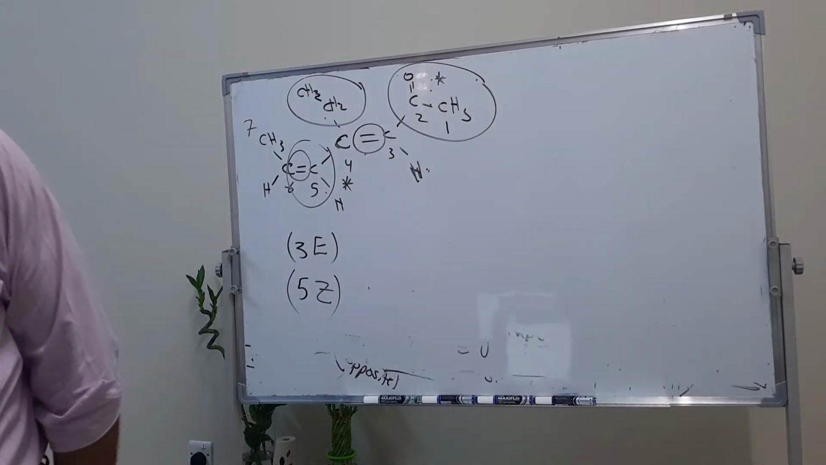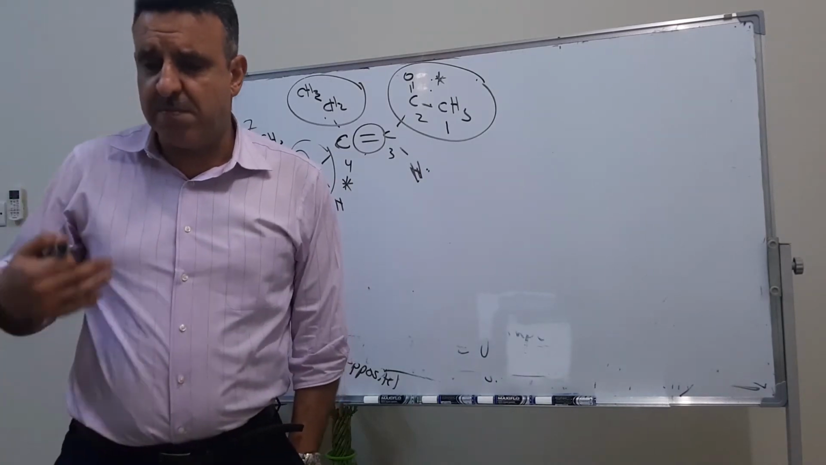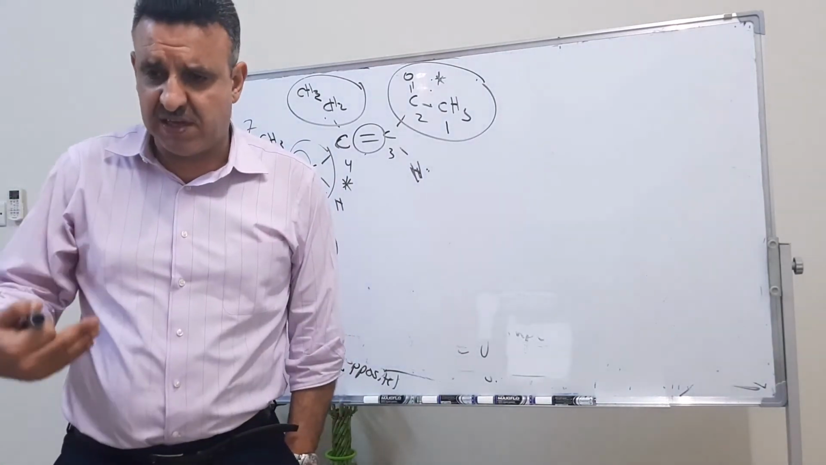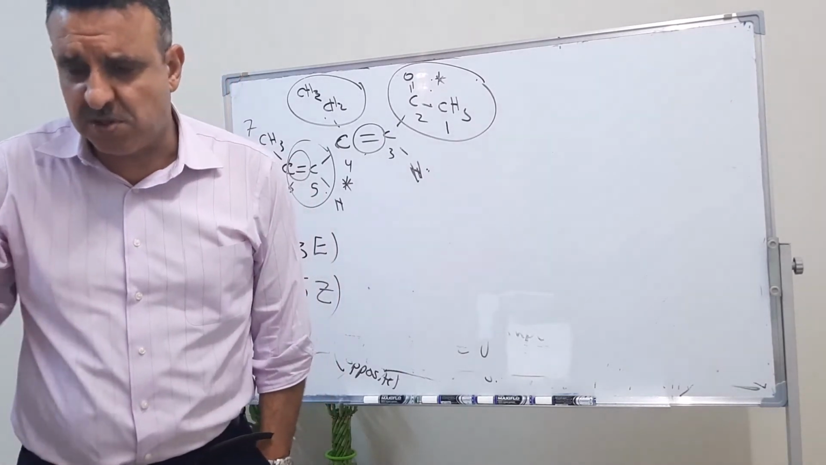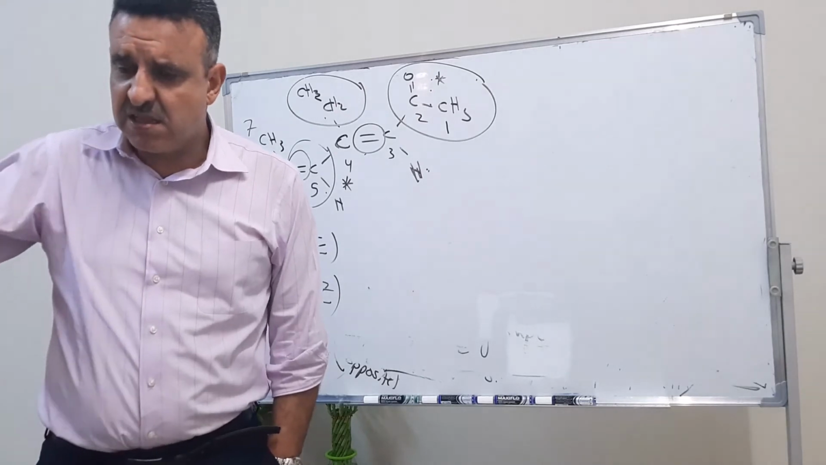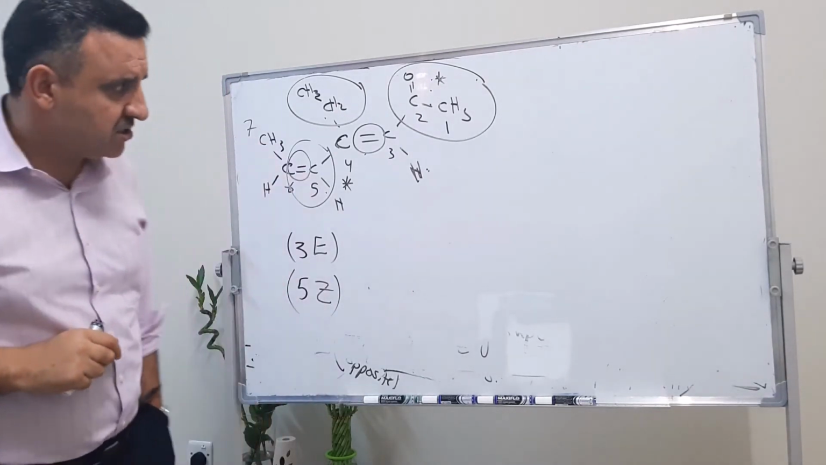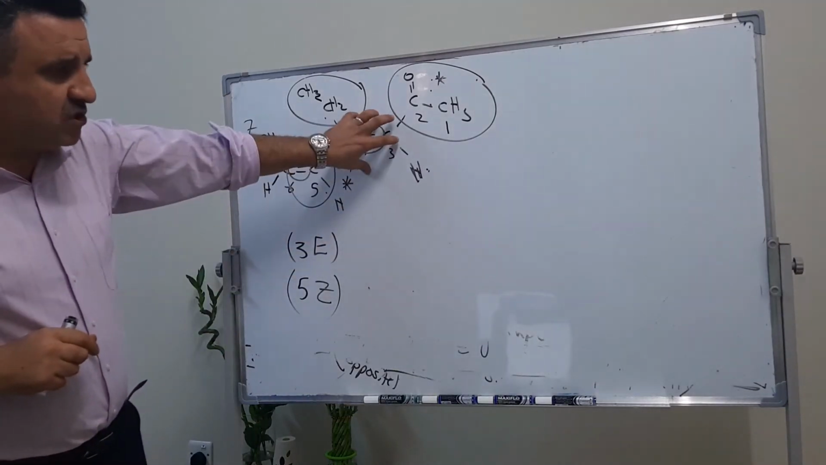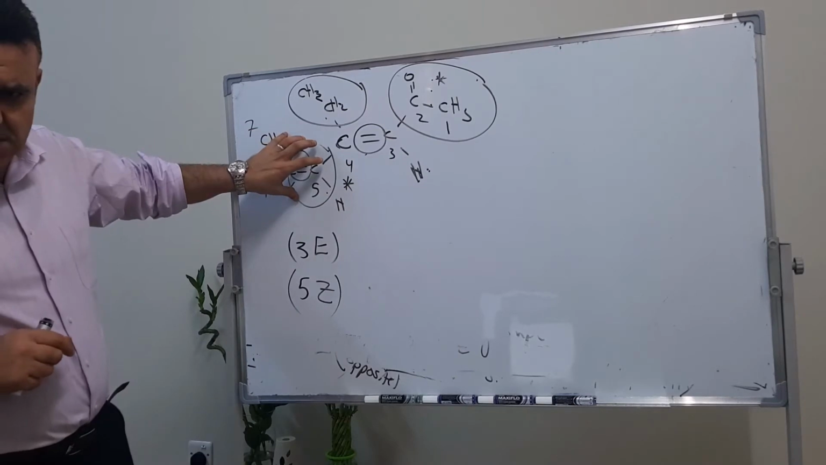Yes, please. Can you repeat, please? Okay. What I'm saying is, we must determine the configuration around each carbon double bond carbon separately, and then we simply list the configuration of each carbon double bond carbon with its location. So here we have 2 carbon double bond carbon systems. We have this and that. Is that clear so far?